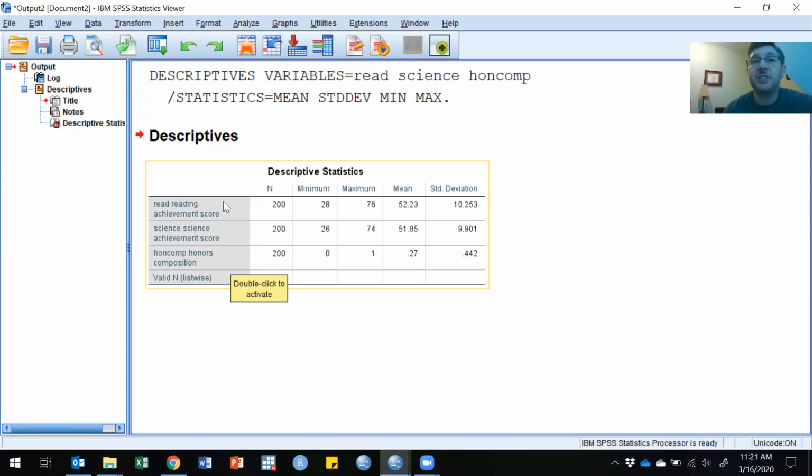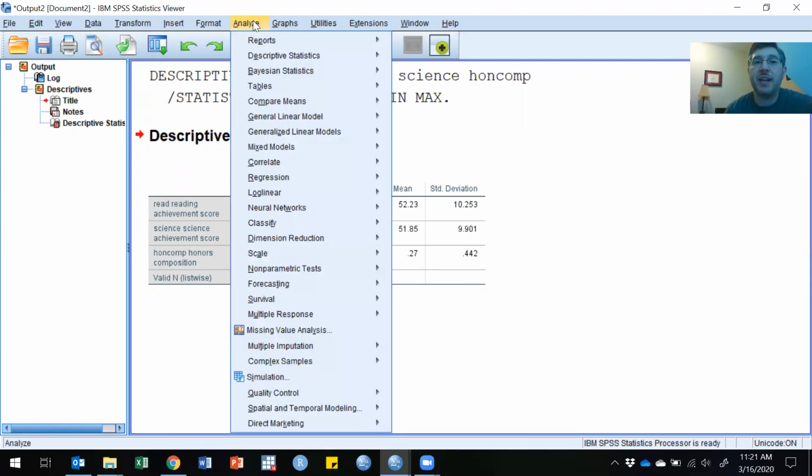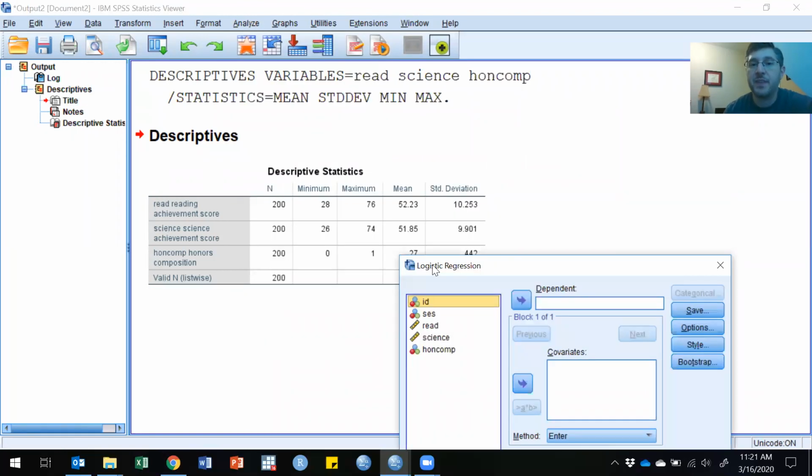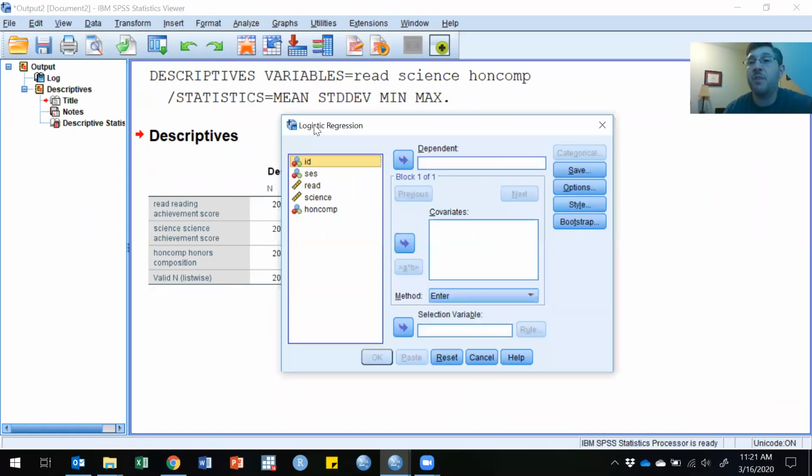So to run the logistic regression analysis, we click on Analyze, Regression, and Binary Logistic because we have a binary variable. We'll move our dependent variable over to the dependent side, so honors comp, dependent, and move all of our independent variables over to the covariates box.